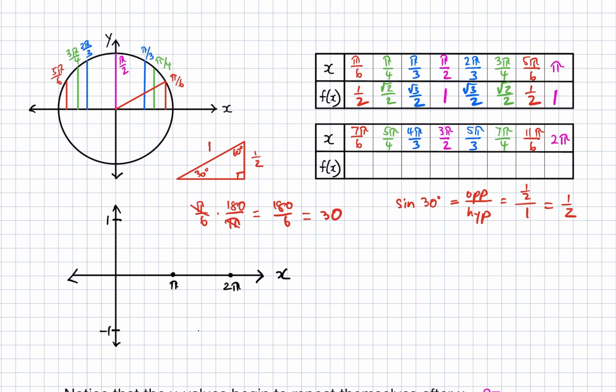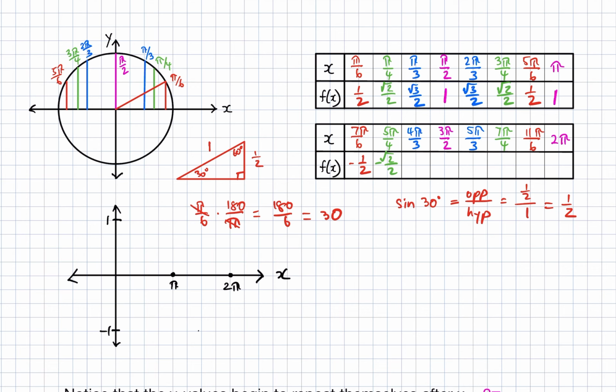Okay? And now all of the values down here are going to be negative, right? Because all of my y values in my third and fourth quadrant are going to be negative. So we can go ahead and continue. Sine of 7 pi over 6 is going to be negative 1/2. The sine of 5 pi over 4 is going to be negative square root of 2 over 2.